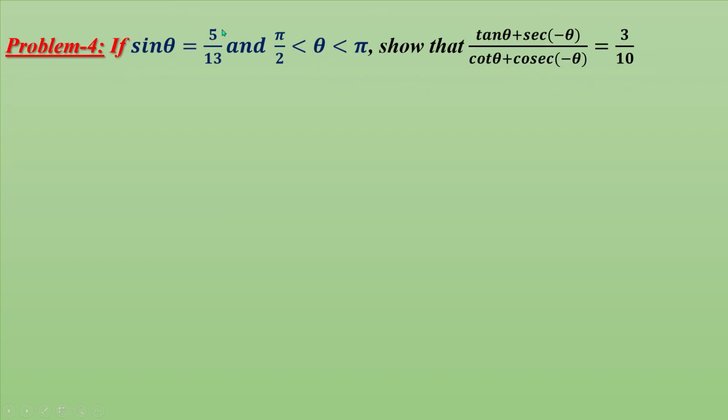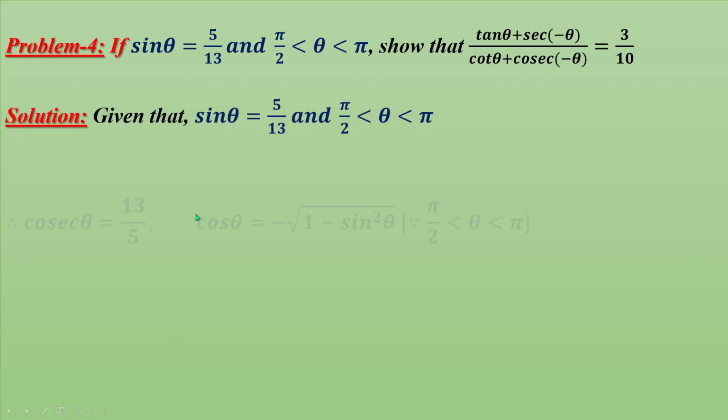Next problem: sin θ equals 5 by 13 and θ is greater than or equal to π/2 but less than π, that means θ lies in which quadrant? Second quadrant. In the second quadrant, sin and cosec are positive, but the others, that means tan, cos, sec, cot, will all be negative. Remember this, because θ lies in the second quadrant, and in the second quadrant sin and cosec are positive. Clear?